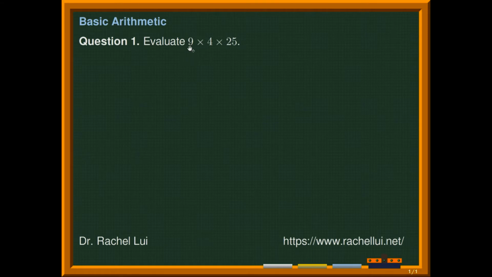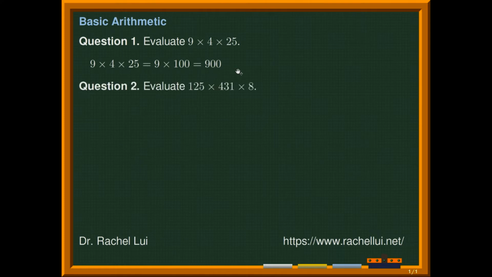So this makes use of the associative law in multiplication. So 4 times 25 is 100. 9 times 100 is 900. Question 2. Evaluate 125 times 431 times 8. So we are not going to multiply 125 by 431 because it would be difficult.